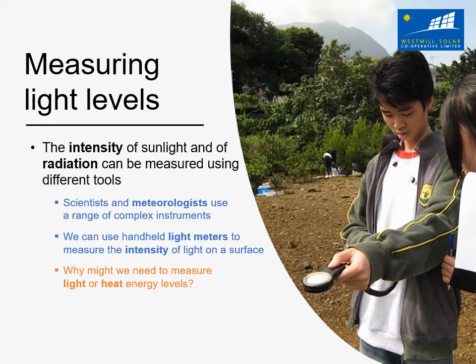So, just like we need to be able to measure wind speed and wind direction, we also need to be able to measure solar radiation. Scientists measure solar radiation in order to study climate variations and change. They also use these measurements to help forecast the weather. I wonder if you know what a meteorologist does.